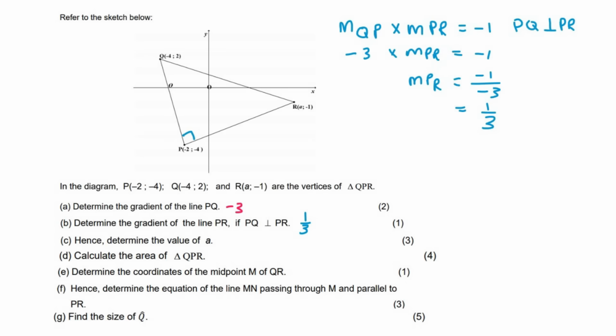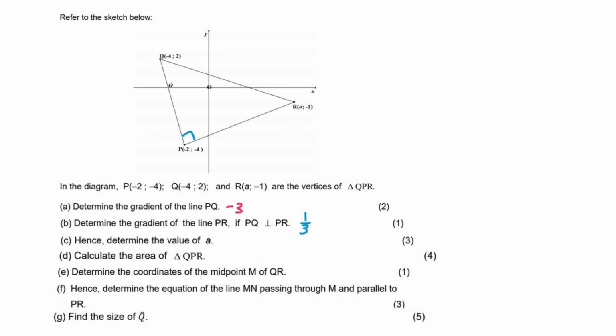Question C, determine the value of a. So a is this little x coordinate over here. So what we can do here is we can say that the gradient of PR, we've already proven that that is a third. So we can then say a third is equal to y2 minus y1 over x2 minus x1 using these coordinates over here. So that would be minus 1 minus minus 4 over a minus minus 2.